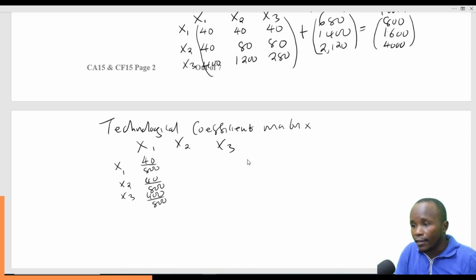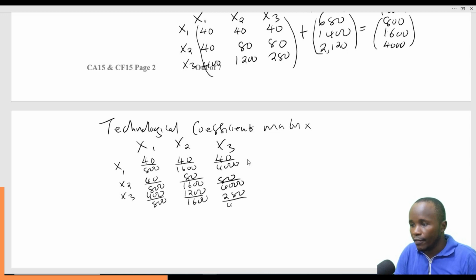For X2, you divide by the total 1,600. 80 divided by 1,600. And this is 1,200 divided by 1,600. Here I will have 40 divided by 4,000. Then here I get 80 divided by 4,000. And here is 280 divided by 4,000.